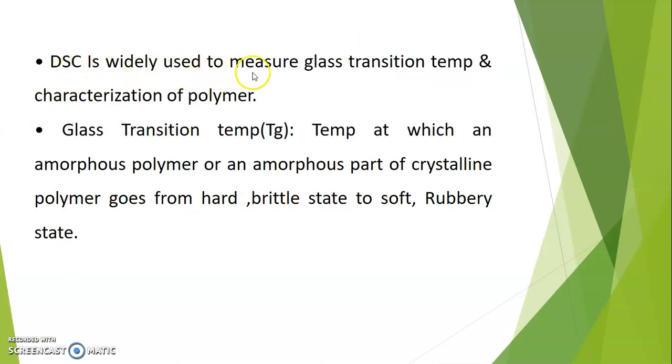It is widely used to measure glass transition temperature and for characterization of polymers. So what is meant by glass transition temperature or phase? It is the temperature at which an amorphous polymer, or an amorphous part of a crystalline polymer, goes from a hard brittle state to a soft rubbery state. When the material is converted from a hard brittle state to a soft rubbery state, that phase or state is known as the glass transition state.